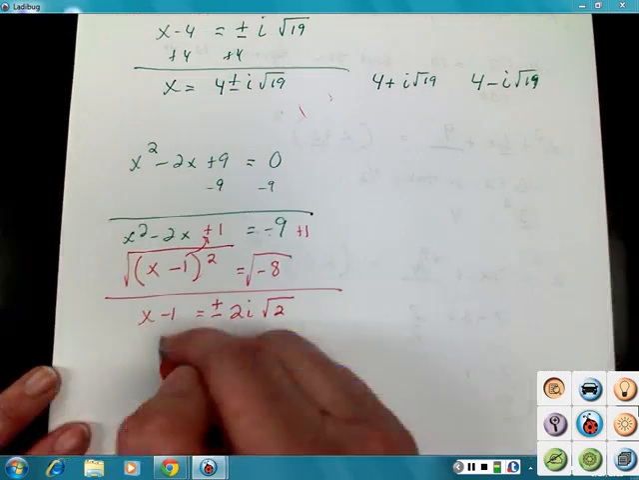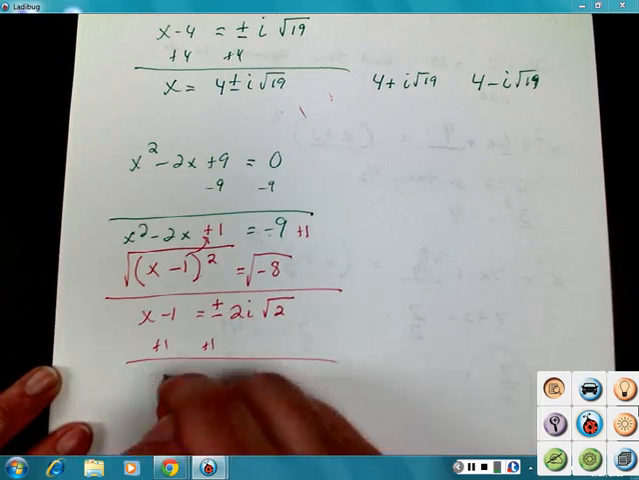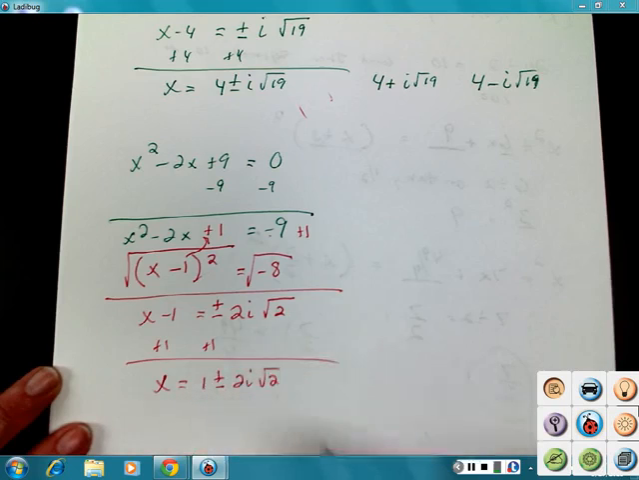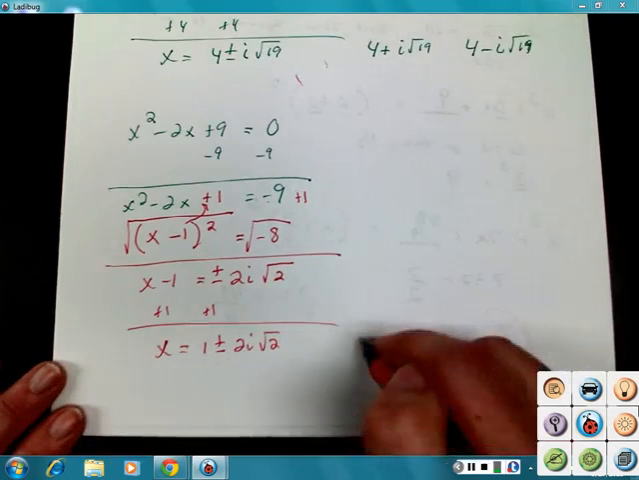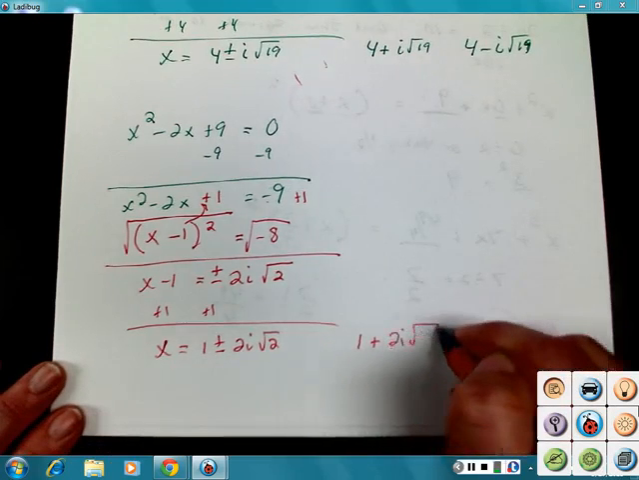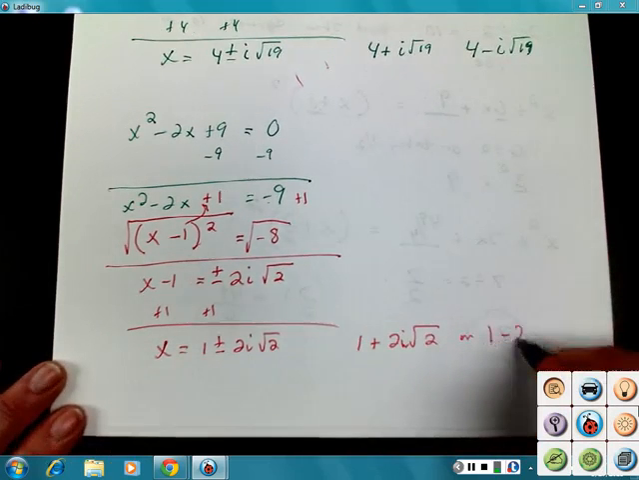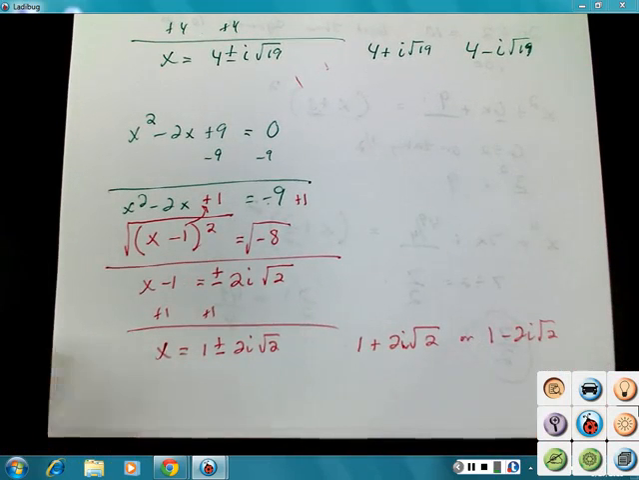And so then, I'm going to add 1. So I find x is equal to 1 plus or minus 2i square root of 2. And again in Hawks, it's 1 plus 2i square root of 2, or 1 minus 2i square root of 2. And that would be my pieces that I have in there. Okay? So far so good? Let's do some more.